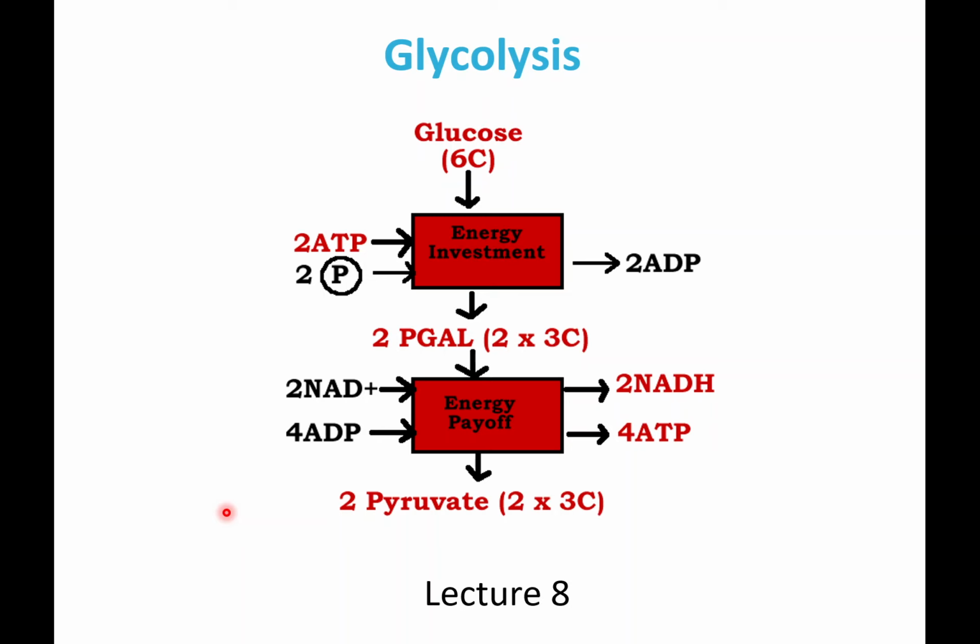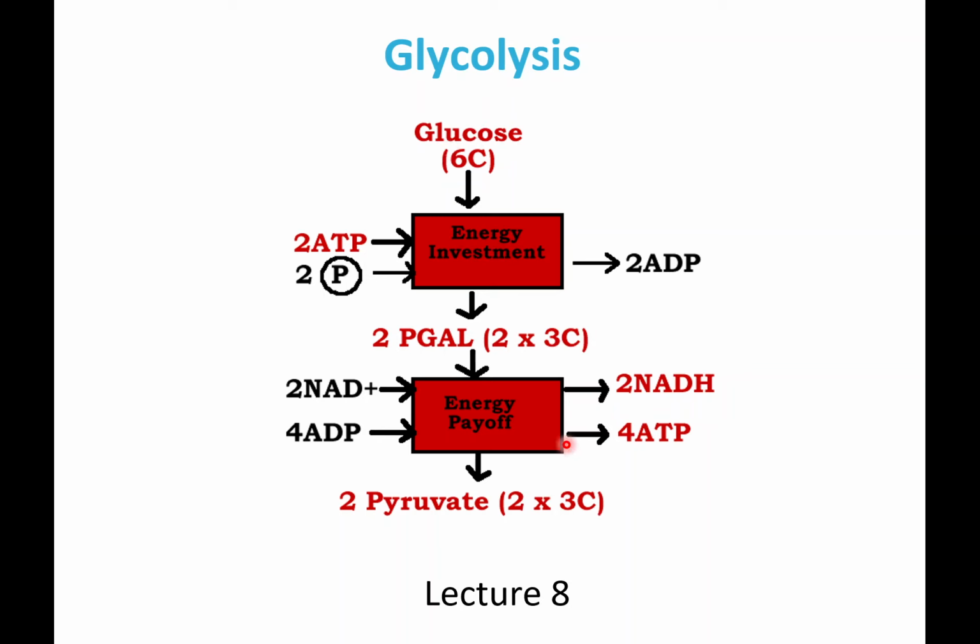But I like this figure on the title slide because it gives you a good overview of what's going on. You can break glycolysis down into two parts. The first part is an energy investment part where you're actually putting in energy in the form of ATP, right? And in that part, you're taking glucose, which is a 6 carbon sugar, and you're breaking it down into two 3 carbon sugars. Okay. So that's the first part.